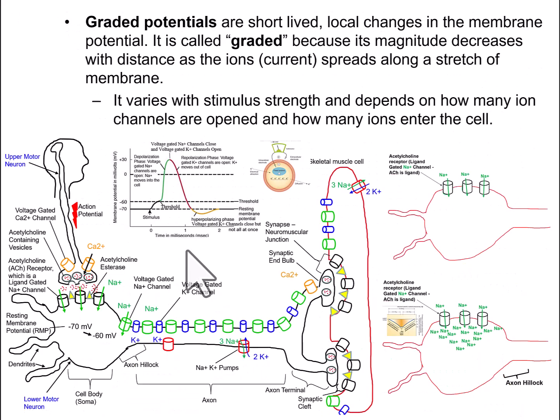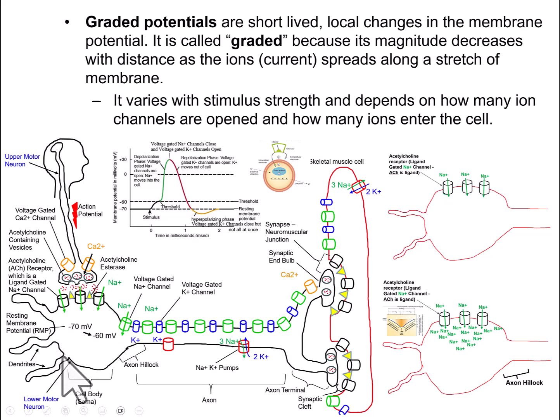You want to make sure you note that graded potentials are short-lived local changes in the membrane potential. And that's what we find right here. This is a graded potential as sodium comes in. And we call it graded because its magnitude decreases with distance as the ions move in. The sodium, which we refer to as current, spreads along a stretch of the membrane.